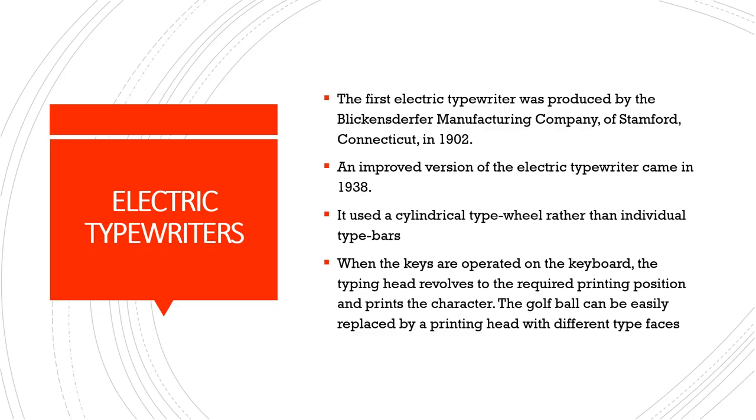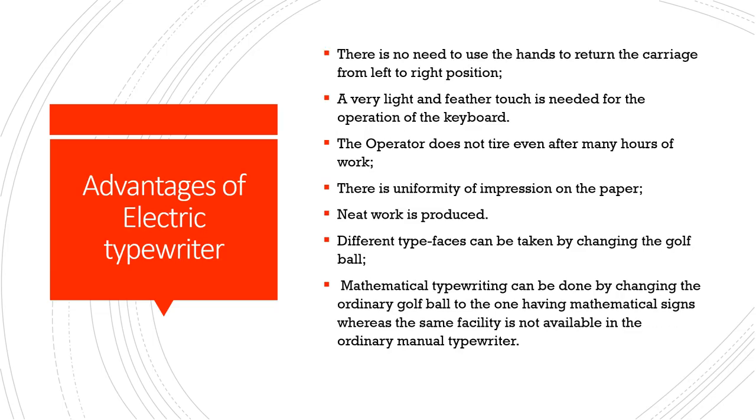It means we can print different types of faces like Times New Roman, Courier. Different types of fonts are supported with the help of golf ball printing typewriting, and there is no need to use the hands to return the carriage from left to right position. Generally, in typewriting, after every line a user needs to change the position of the typewriter from left to right, but in this case there is no need to rearrange or reset the position again and again, and a very light and feather touch is needed for operation.